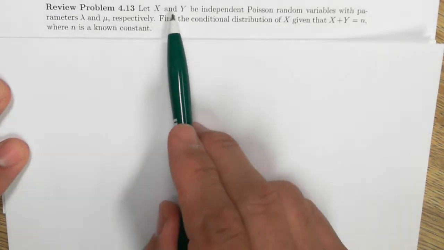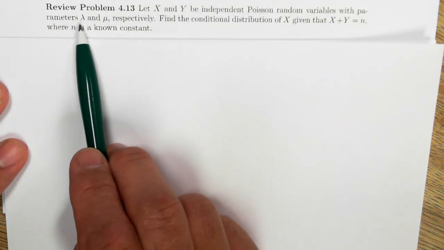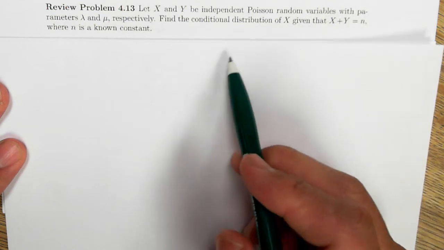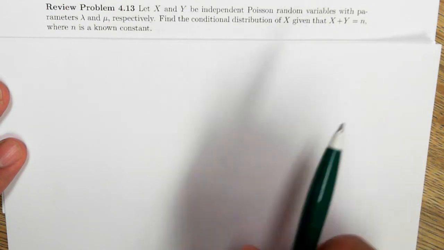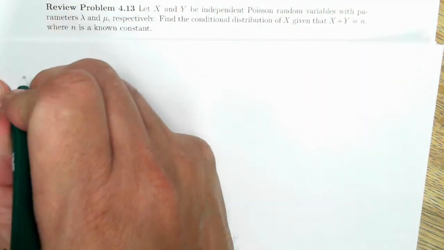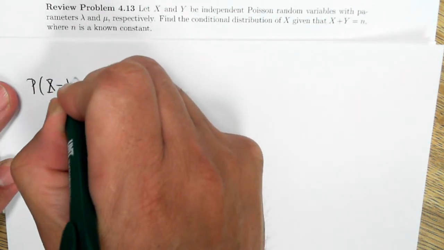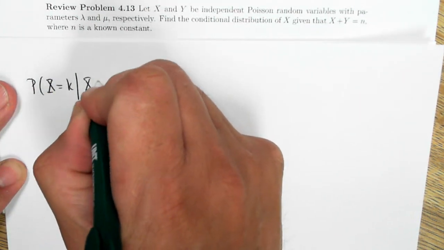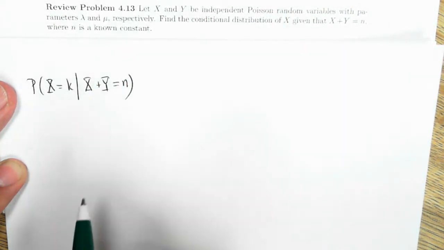Okay, let's take a look at review problem 4.13. X and Y are Poisson random variables that are independent with different parameters lambda and mu. We want to find the conditional distribution of X given that X plus Y is equal to n. So to find the conditional distribution, we need to find the probability that X is equal to a certain value of k given that the sum of X and Y is known to be equal to n.